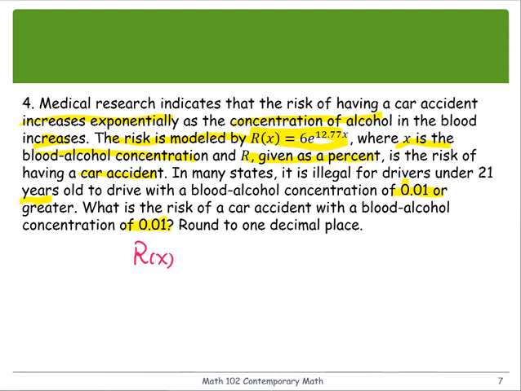x is the blood alcohol concentration. R(x) is 6 times e to the power 12.77x. Recall that e is the number which is about 2.71828 and so forth. The calculator has that button, so you do not have to type the exact value in there. And the question is, what is the risk, what is R where the blood alcohol concentration is 0.01?